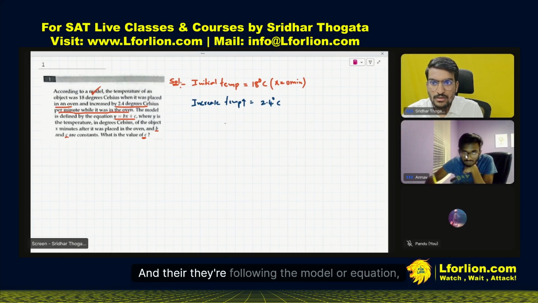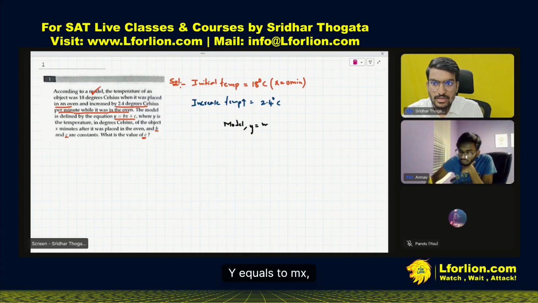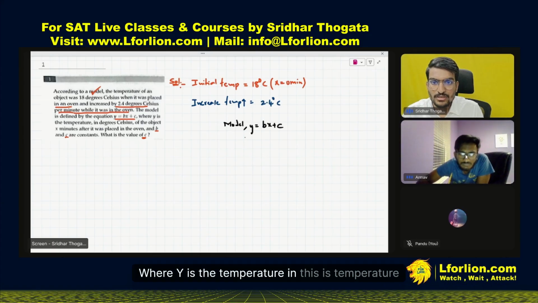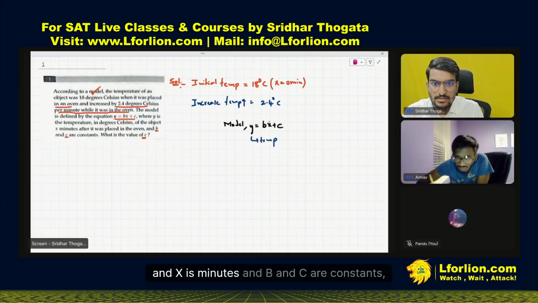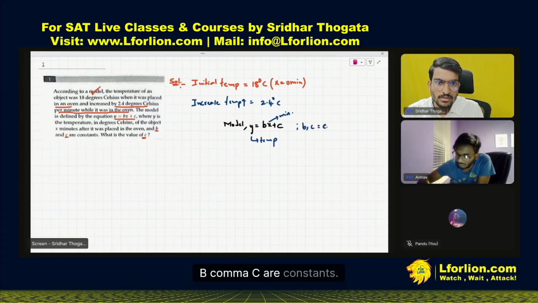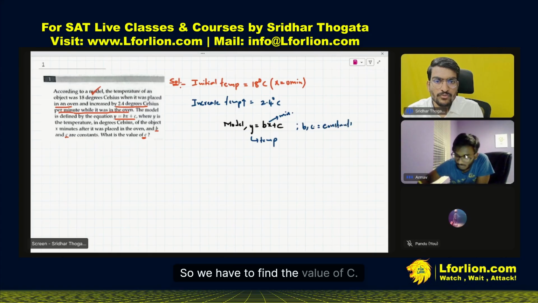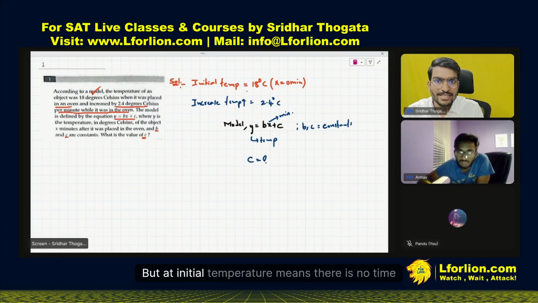And they're following the model or equation y equals bx plus c. We are familiar with this equation, where y is the temperature and x is minutes, and b and c are constants. We have to find the value of c. So how can we find the value of c? At the initial temperature there is no time, so the x value is 0. We want to find the value of c.